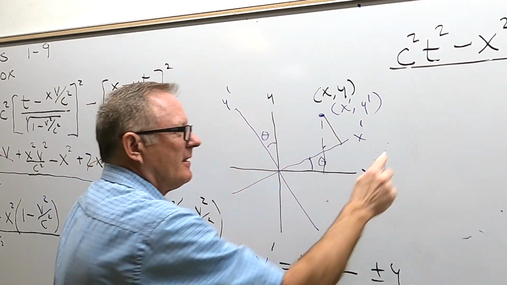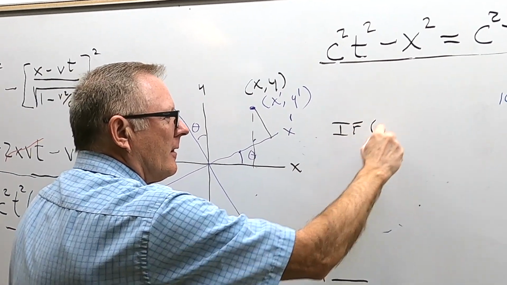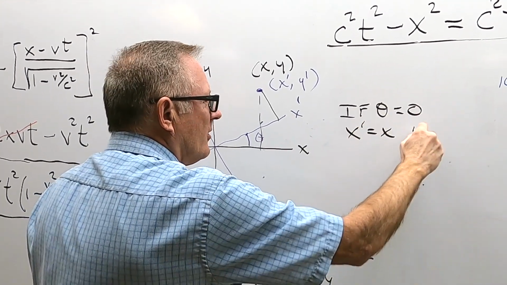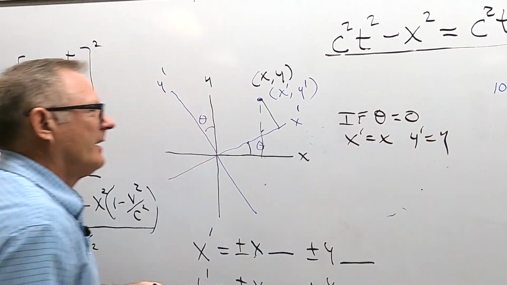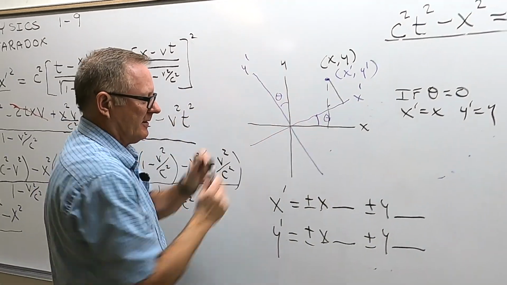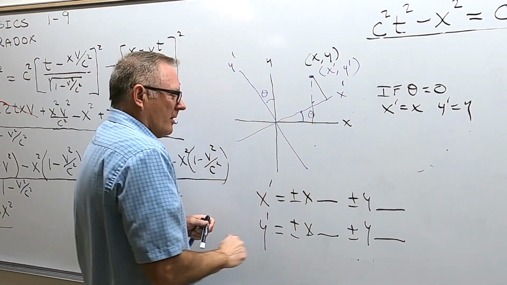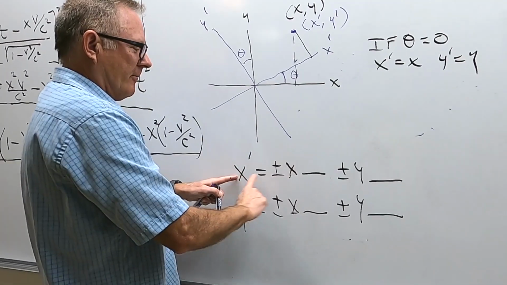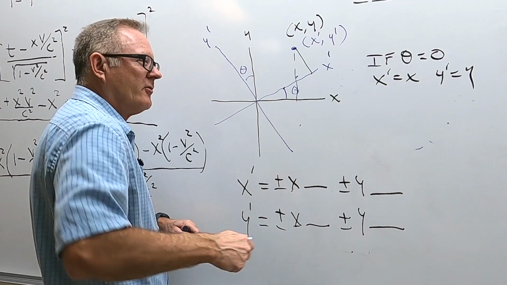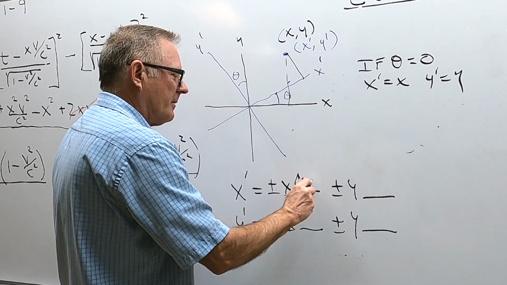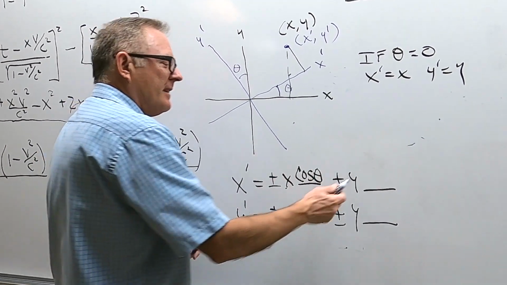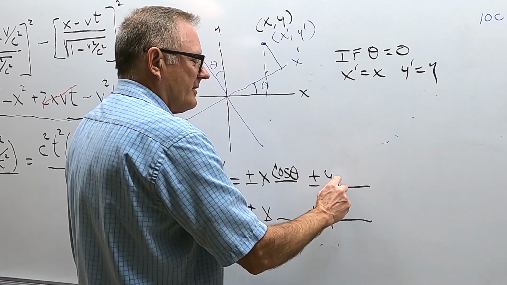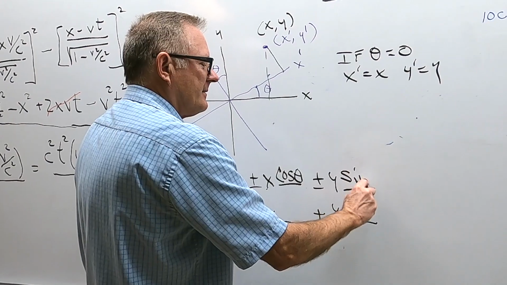That is, if theta equals 0, we know that x prime equals x, and y prime equals y. They agree because you're right on top of each other. Well, that must mean this has to be a cosine theta, because that way they'd both be equal, since cosine of 0 is 1. And this one should be 0, so it better be sine theta, because we know sine of 0 is 0. So we'll make that sine of theta.